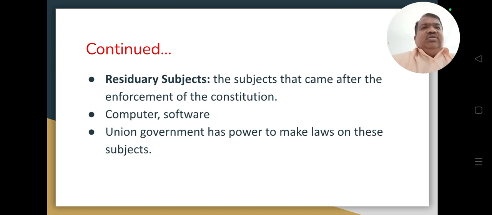They have kept the constitution open for residuary subjects, which means the subjects which are not listed in these three lists, the union list, state list, and concurrent list. They come under residuary subjects. For example, computers, software companies, and other things. On these residuary subjects, the union government has the power to make laws, and the union government alone has something to do in this.